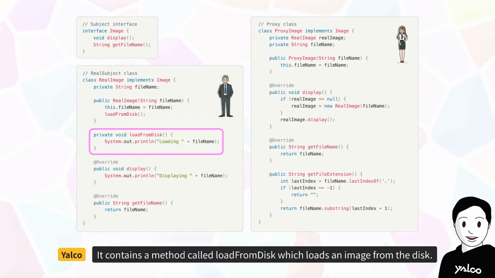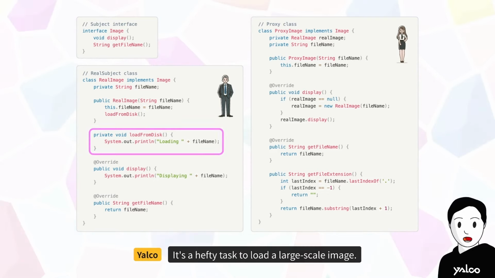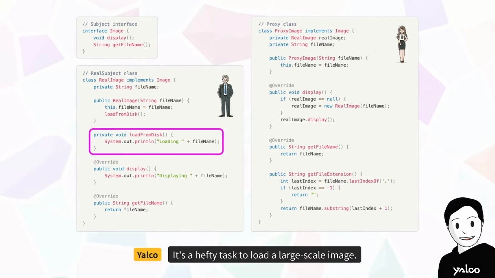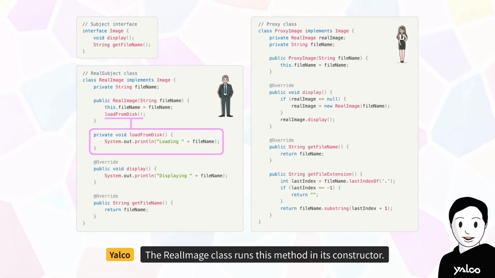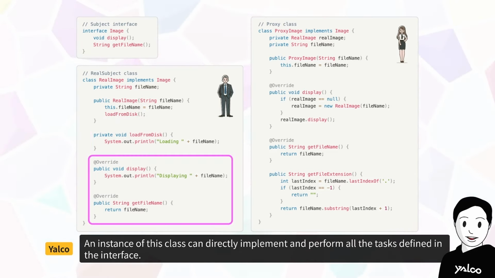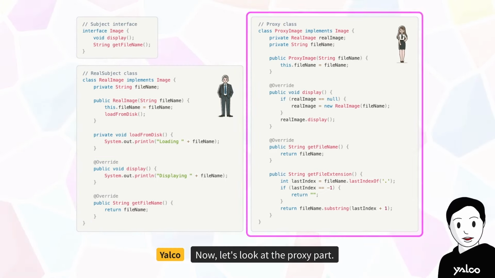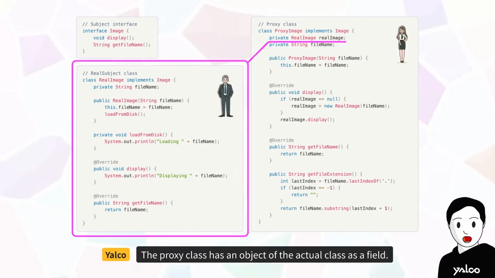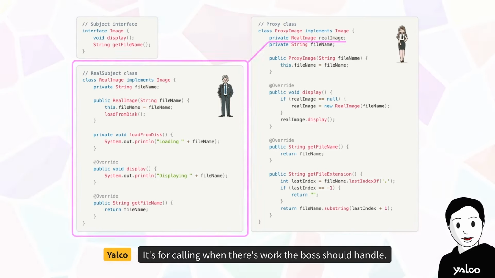It contains a method called loadFromDisk, which loads an image from the disk. It's a hefty task to load a large-scale image. The real image class runs this method in its constructor. In other words, it's a class that needs to load a large-scale image during instance creation. An instance of this class can directly implement and perform all the tasks defined in the interface. Now, let's look at the proxy part. The proxy class has an object of the actual class as a field. It's for calling when there's work the boss should handle.